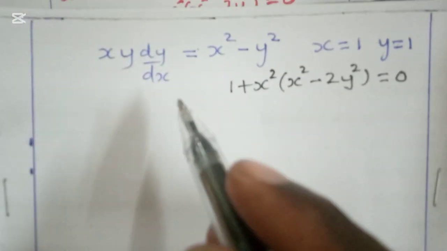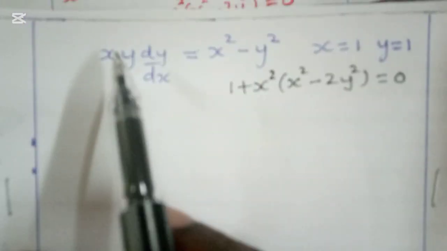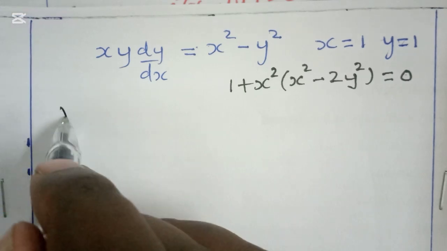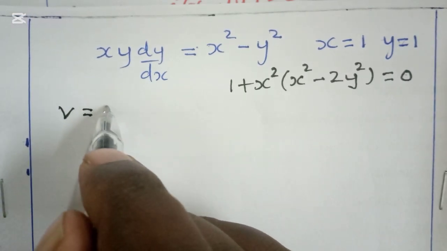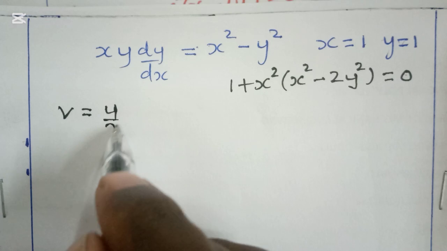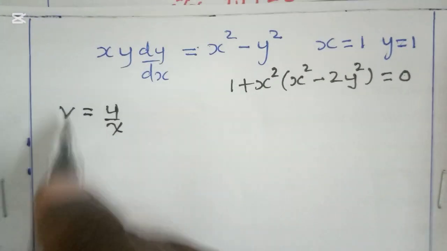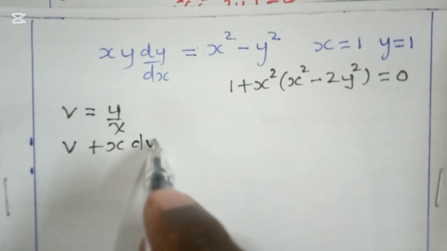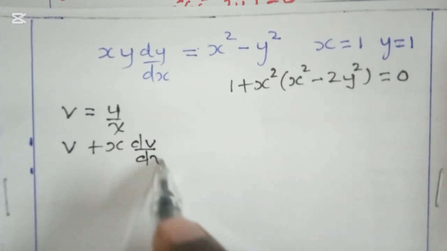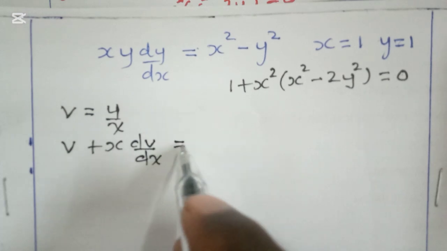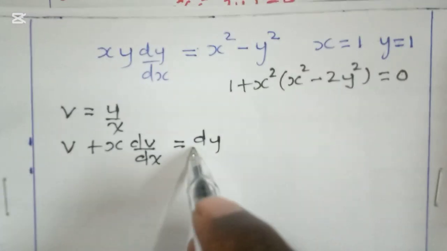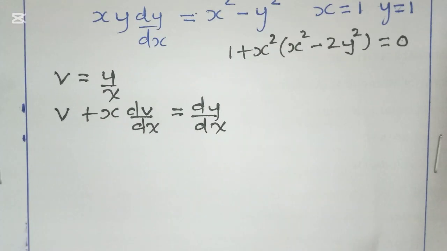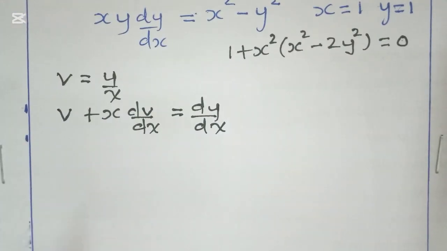I will be using our substitution of v equals y over x. At the same time, I'll also use v plus x dv all over dx, that is to substitute for dy all over dx. That's what I'm going to use, and so I start solving the problem.